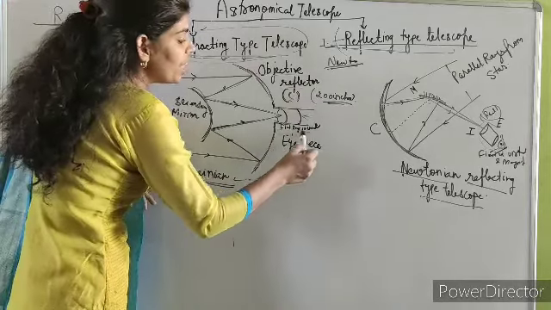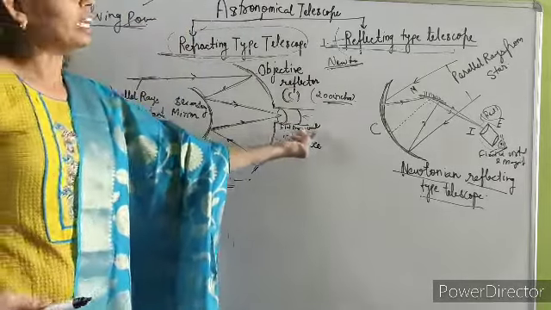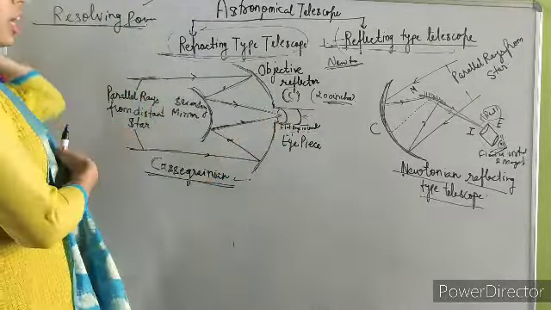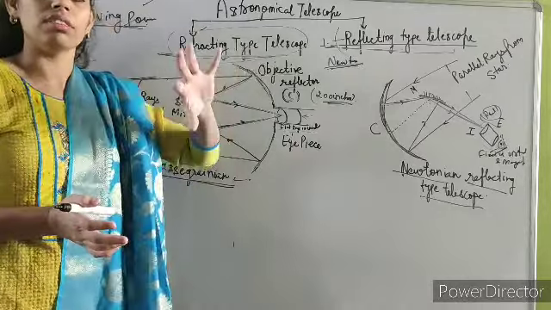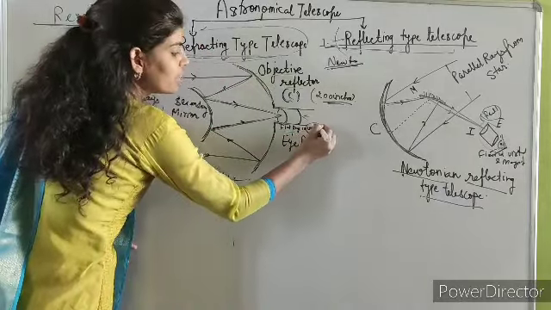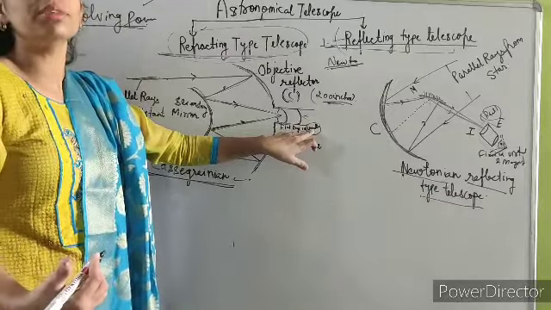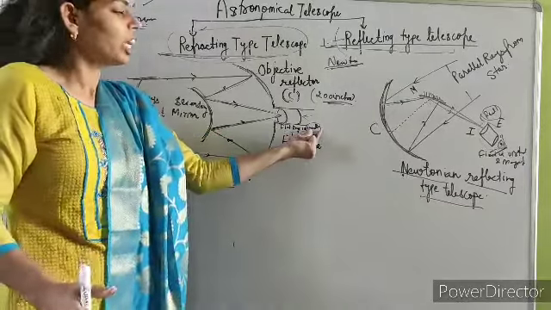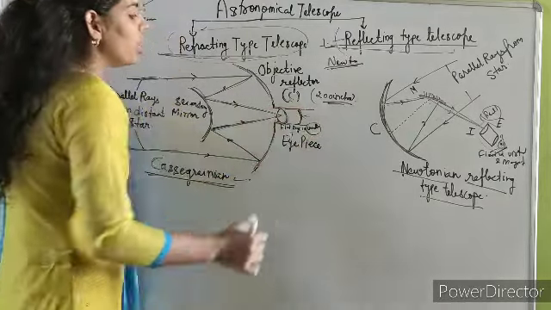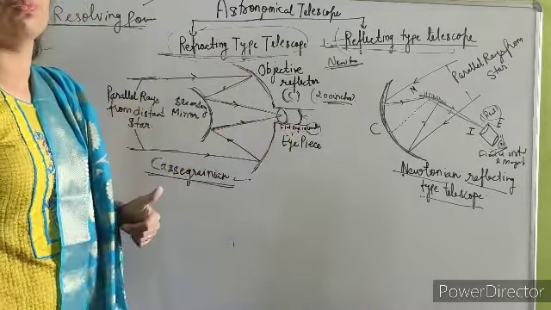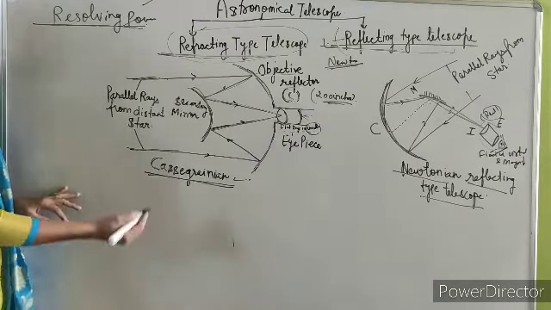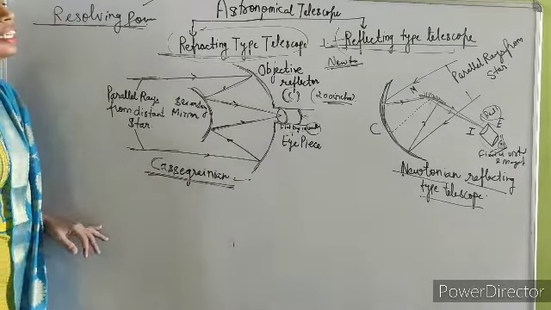And students, here the final image is an inverted image. It doesn't matter that the image is inverted, because you know the heavenly bodies are spherical in shape. Being spherical in shape, it doesn't matter for such bodies whether the image is inverted or erect. So the eyepiece lens forms the inverted image of the object which is lying at infinity. Students, I'm again repeating myself: this is the Cassegrainian reflecting type telescope.